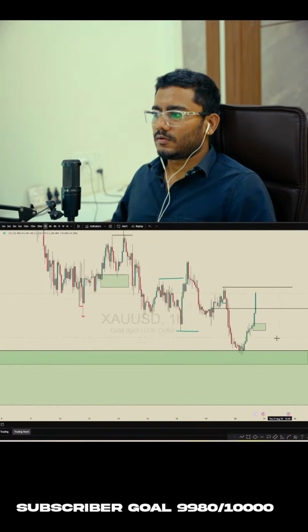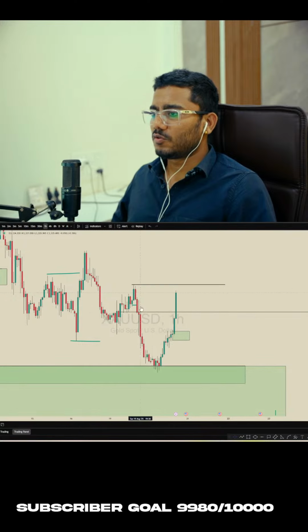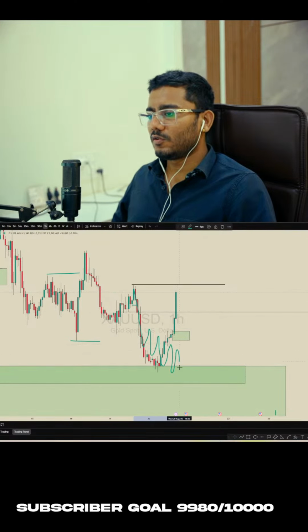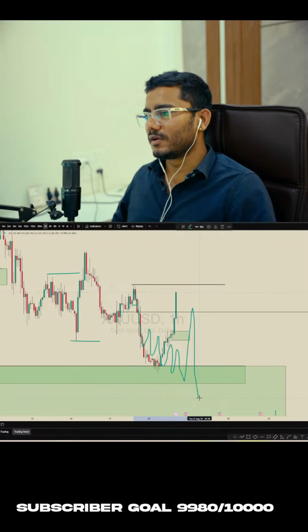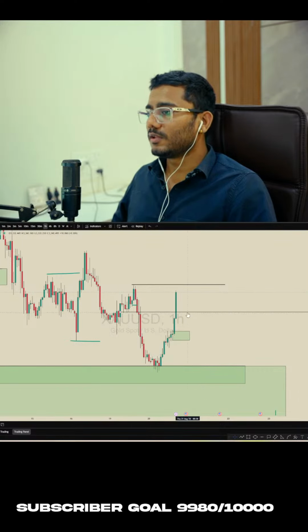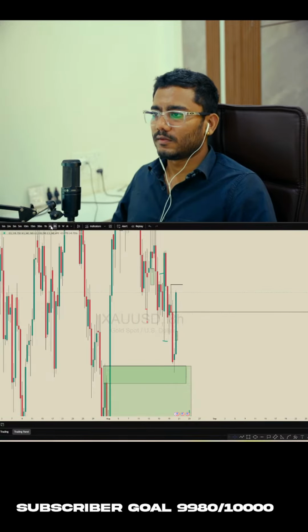And after that, if you look at the structure here in this leg, there is no structure. And for gold to go down, it should create lower highs and lower lows, and then it should sweep, and then it should continue. But I don't think it will happen. Let's see.